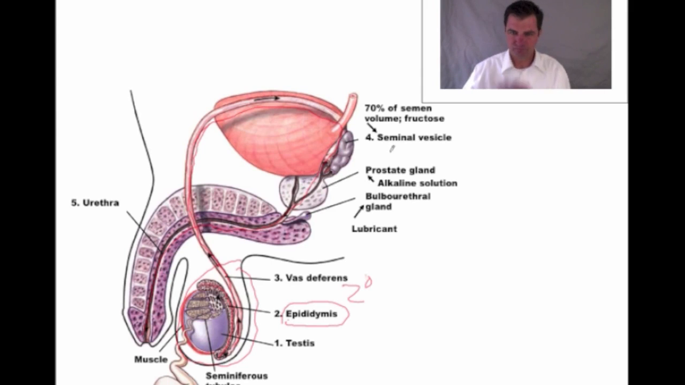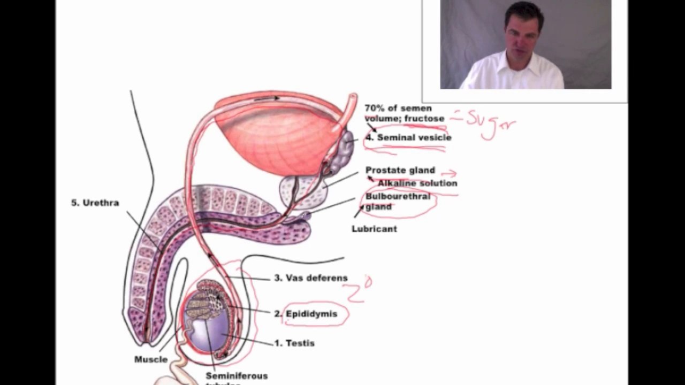And along the way, they come across several accessory glands. The seminal vesicle, for example, produces 60 to 70% of the volume of what's in an ejaculation. Fructose is one of the big things there. The fructose is a sugar, and that's used primarily as the energy source. The prostate gland secretes some alkaline solution. So does the seminal vesicle. Also, some lubricants are produced by the bulbourethral gland, located down here.